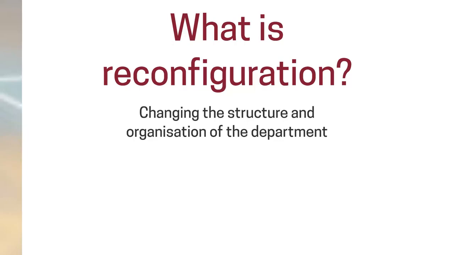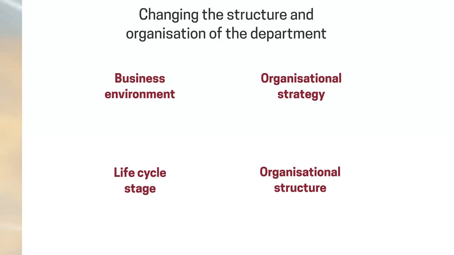Now when there's restructuring or structuring of the finance function taking place, there needs to be a few things that are understood and taken into account before it's done. And they are the business environment, organizational strategy, organizational structure, and the life cycle stage. So let's take a look at each one of these in turn.